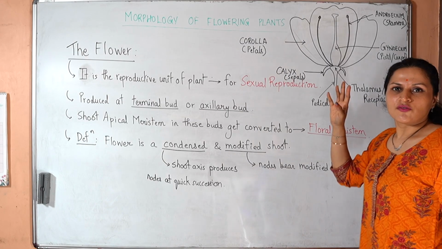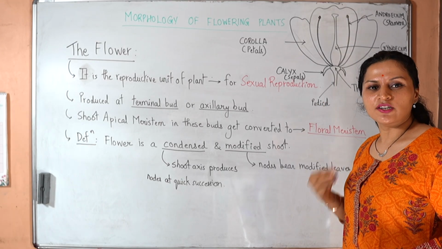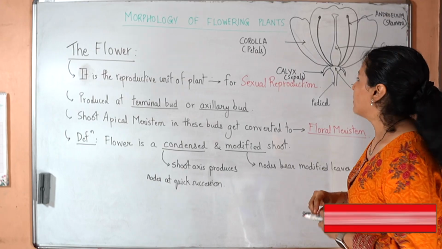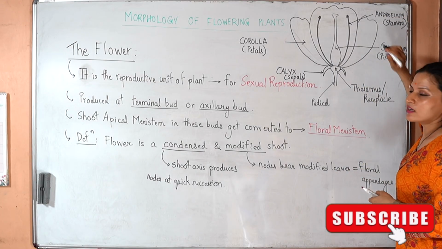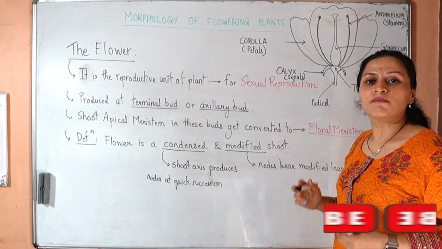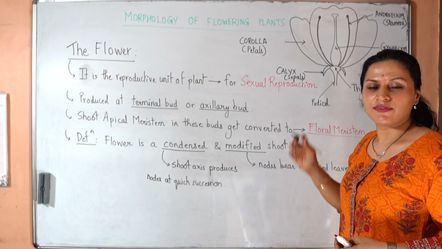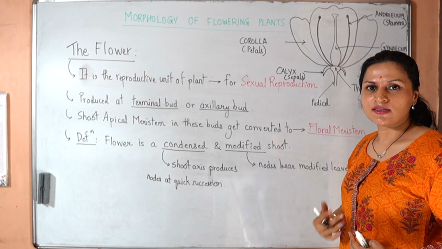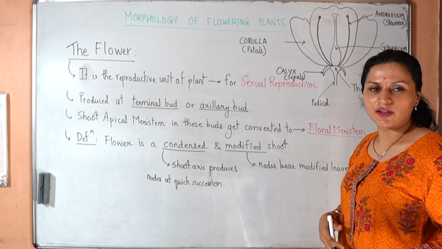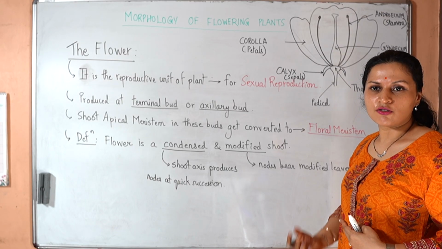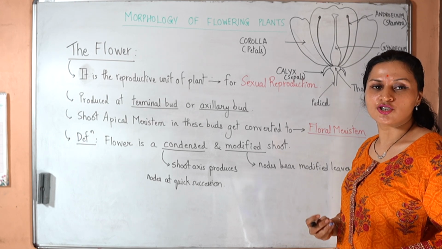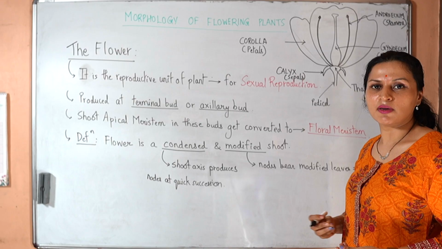Out of these four whorls in the flower, only two whorls are actually involved in the sexual reproduction process, and they are the Androecium and the Gynoecium. Androecium is the male reproductive whorl and the Gynoecium is the female reproductive whorl. Why are they called the male reproductive whorl and the female reproductive whorl? Because the Androecium is involved in production of the male gametes, and the Gynoecium is involved in the formation of the female gametes.